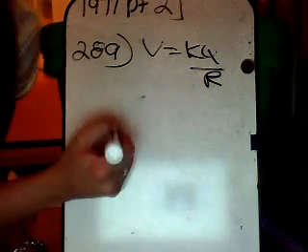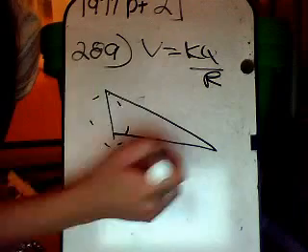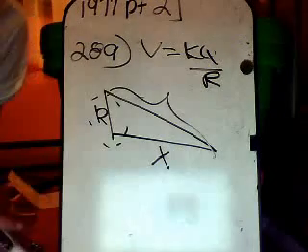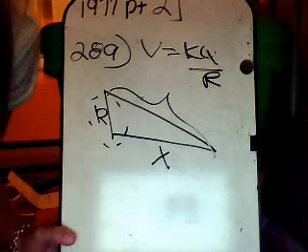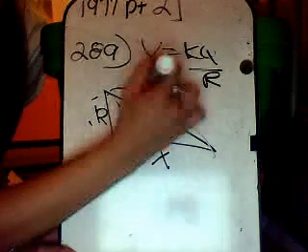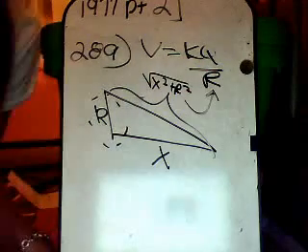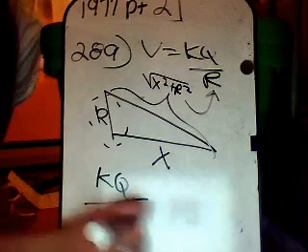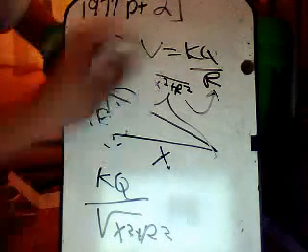So the diagram looks like that, and this is the circle part. They give you X, they give you R. You're looking for this. So from A squared plus B squared equals C squared, you know that this is root X squared plus R squared, which becomes your R. So the final equation is KQ over root X squared plus R squared. Okay, that's A.